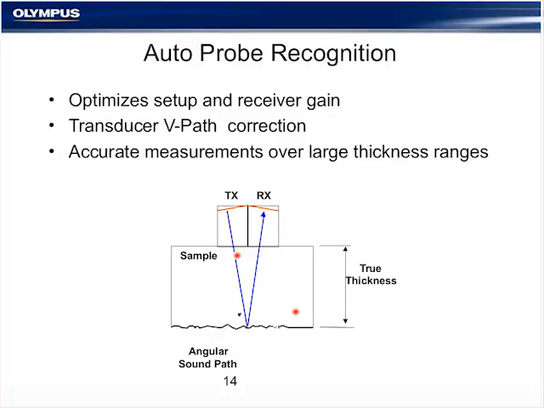However, this change in angle results in a small change in the way that the sound travels through the part and the timing. So if this V path, because it looks like a V, is not compensated for, then there will be some small inaccuracy in the thickness measurement, especially over larger thickness ranges. So V-path correction in some cases is a less significant factor, but in some thicker components it can be a very significant factor in the accuracy of the corrosion measurement.